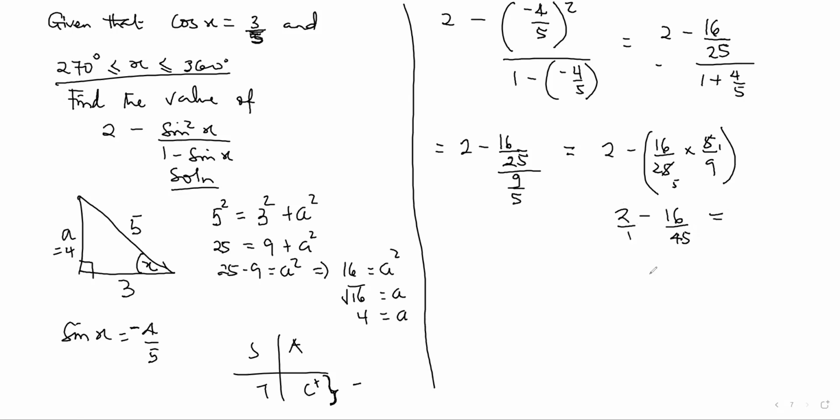This over 1. The LCM is 45. 1 into 45, 45, 45 times 2 is 90. Minus 45 into 45, 1 times 16 is 16. And 90 minus 16 gives us 74 over 45. And that ends it. So you take note of that.